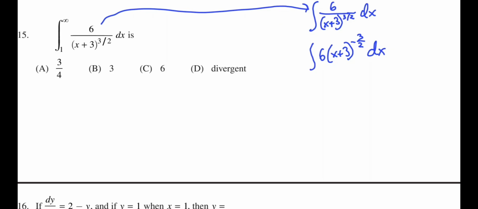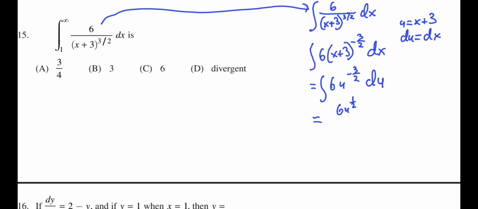And so let's use u-sub, where u would be equal to the inner function, x + 3, and then du would be dx. That gives us the integral of 6 times u to the power of negative 3/2 du. Now that we have everything in terms of u, let's integrate. We add 1 to the power of u, which, negative 3/2 plus 1, gives us negative 1/2. So 6u to the power of negative 1/2, divided by negative 1/2.